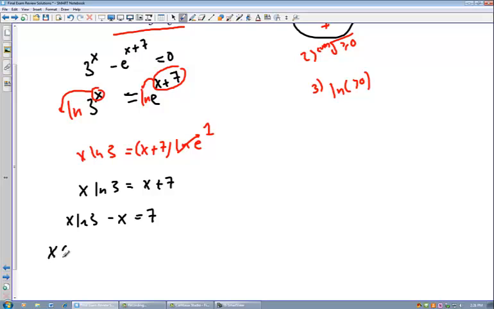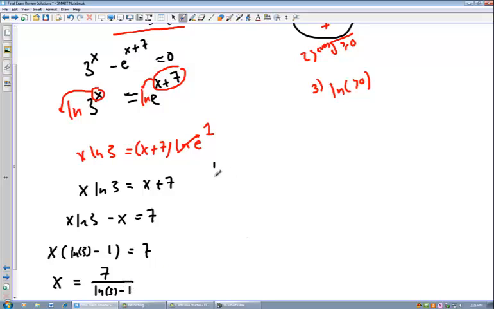So they have an x in common, then you have an ln of 3 here, minus a 1, which equals 7. Now don't try to take 3 minus 1, because it's ln of 3. Right? The 3 is inside the ln function there. So then you just divide by it. So x is equal to 7 divided by ln of 3 minus 1.